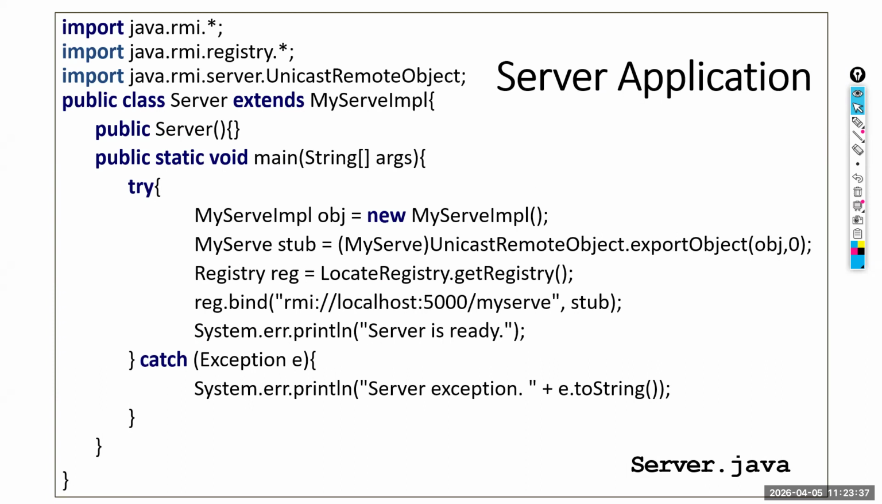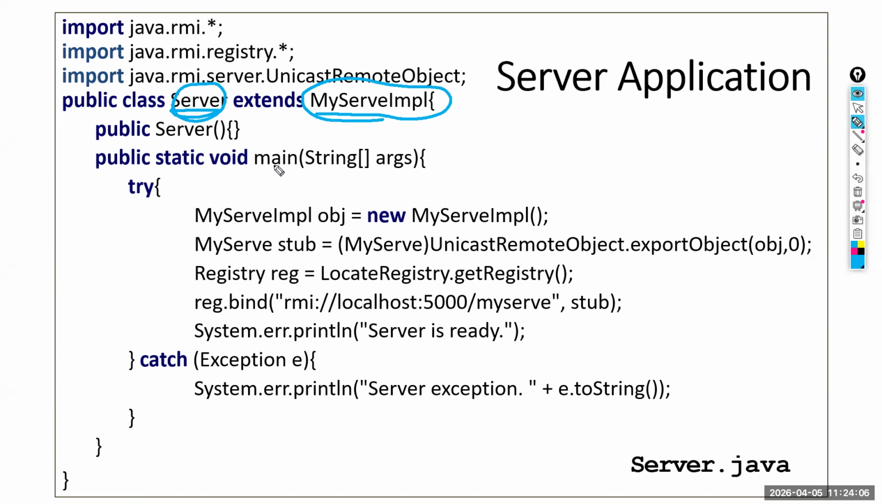So you write a small Java server, because this is going to be your server. You can give it any name. But here we implement our server implementation. Remember that class was my server implementation, which has the implementation of that particular method.